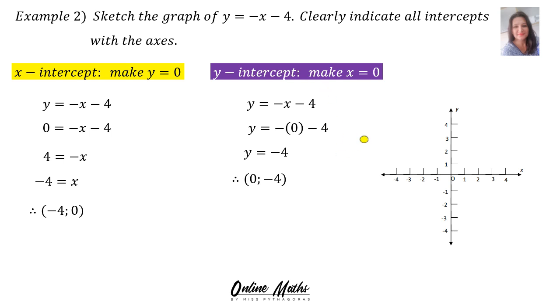Therefore, negative 4, 0, the x-intercept, the y-intercept, 0, negative 4. There's your two dots, join your two dots, and there's your equation. And remember, add the name of the function, y is equal to negative x minus 4. And you can clearly see there's a negative gradient.